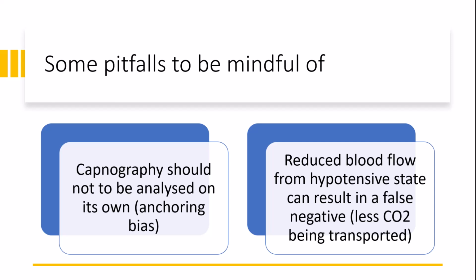As well as that, reduced blood flow from a hypotensive state can result in a false negative, with less CO2 being transported. So in our patients with sepsis, they can be severely hypotensive, and because of that, there's actually less circulation going, so less CO2 being transported. So if your patient's really hypotensive, you may get initially a very low reading, which is what we saw when we had our patient who was 6 to 8. Now, after we gave 1 liter of Hartmann's, that end-tidal did actually go up to 23.